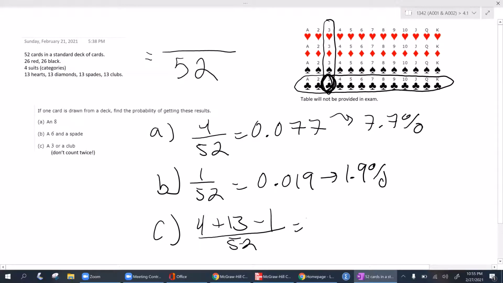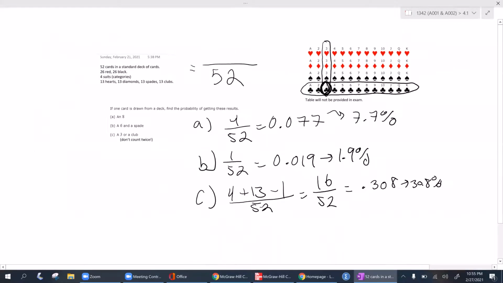Over 52. And you need to remember this. This is when you're drawing one card and it's an or statement, right? So whenever they intersect, you go ahead and add these together, right? You get 16 over 52, right? And 16 over 52 is going to give me 0.308, or 30.8%, right?